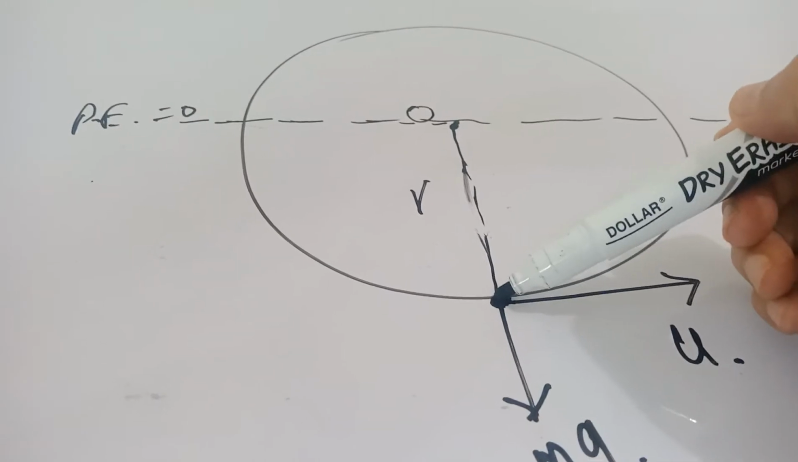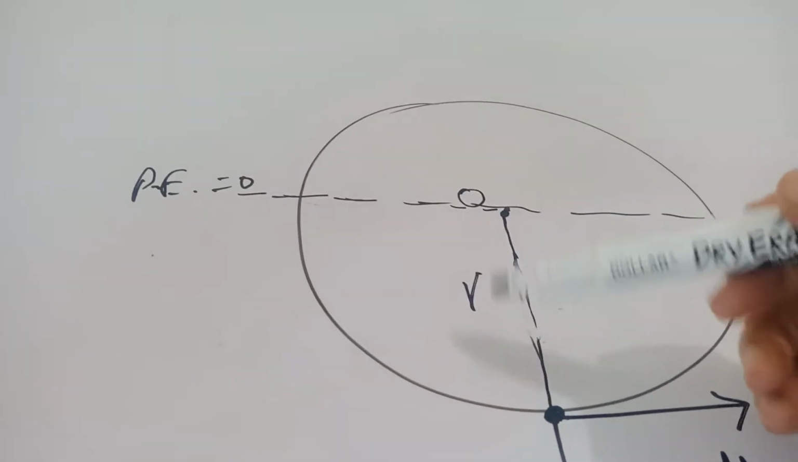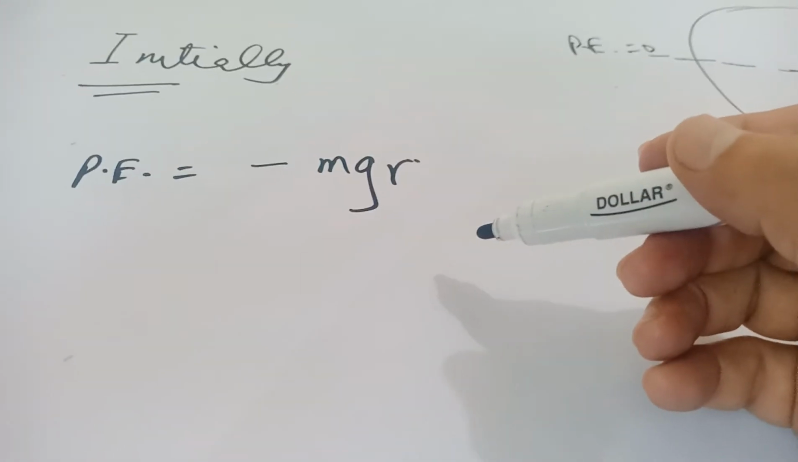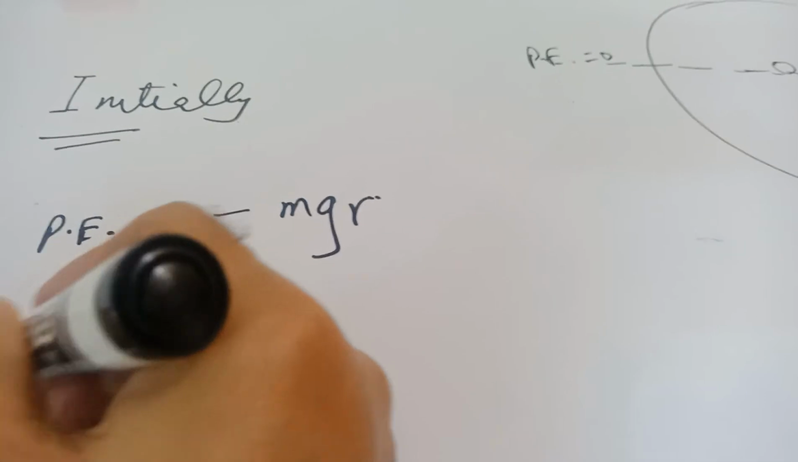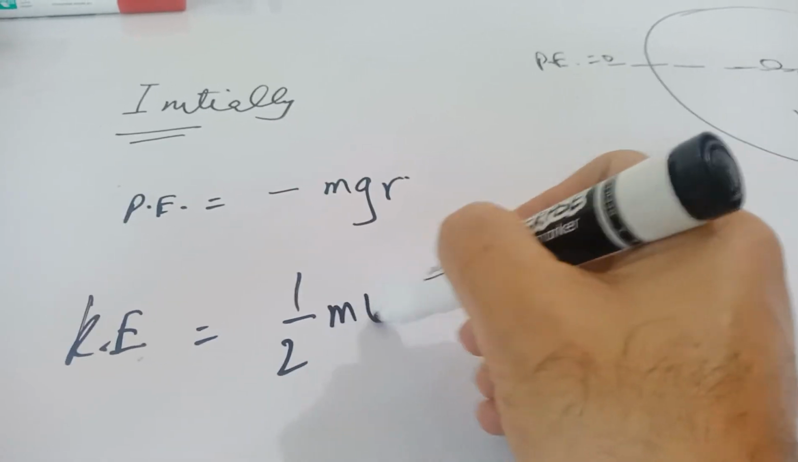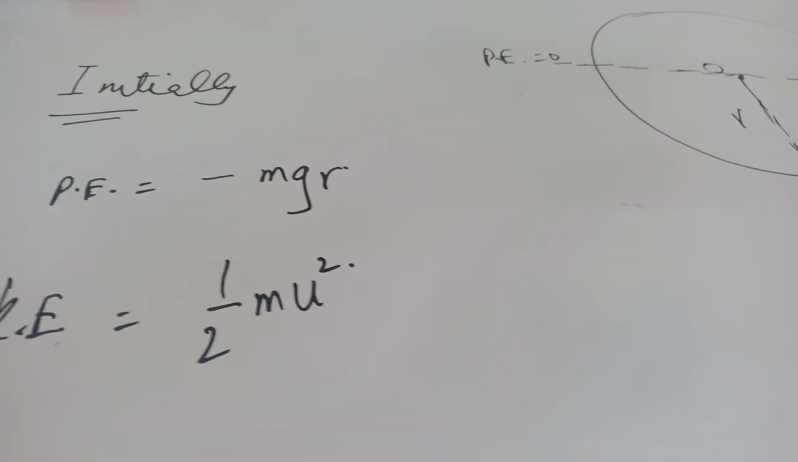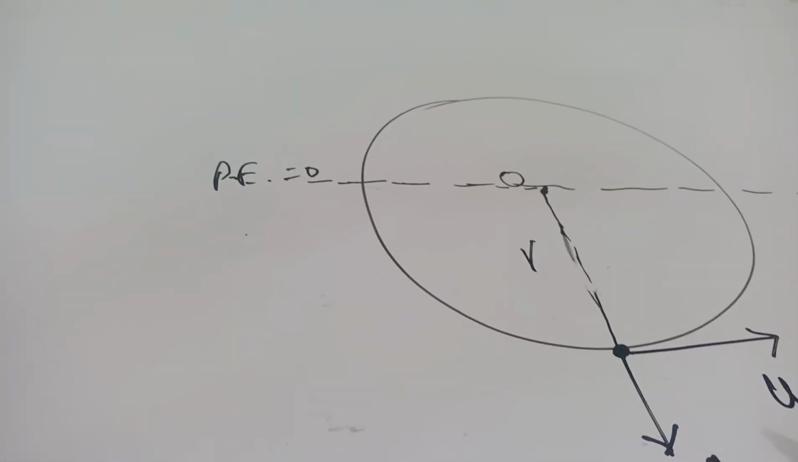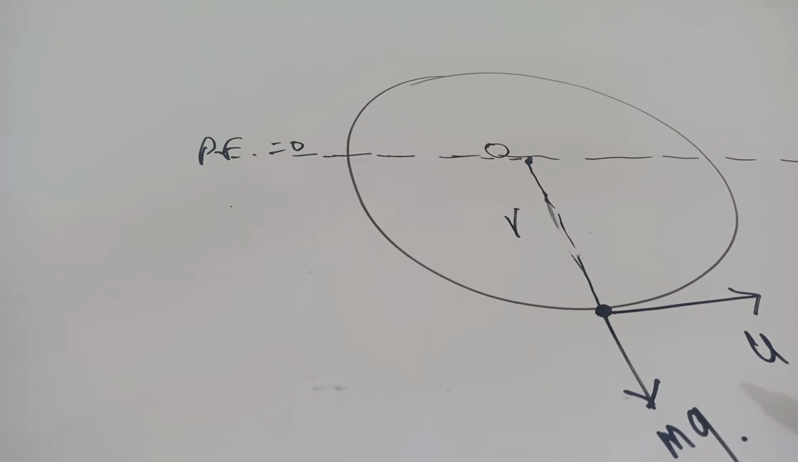At this point this is r units below this O, so the height is in a way minus r. That is why the initial potential energy is minus mgr, and the kinetic energy, we shall be writing that in terms of u, that is going to be half mu square. Now we shall see that in general what will be the potential energy and what will be the kinetic energy.